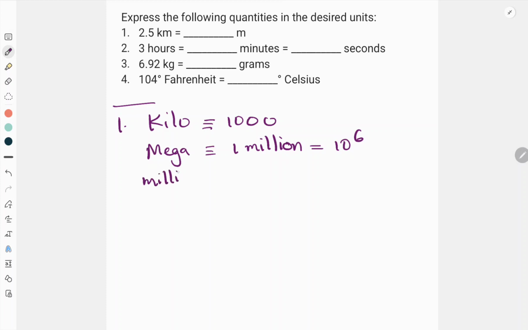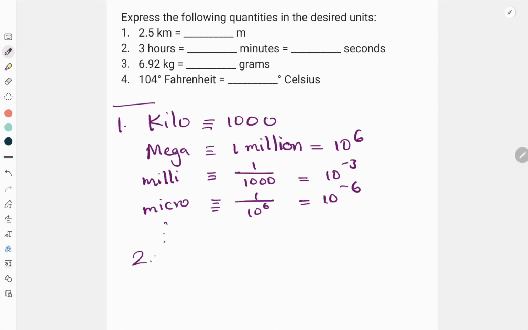Suppose someone says milli, this corresponds to 1 divided by 1000, which is the same as 10 to the power minus 3. Someone says micro, this is 1 divided by 10 to the power 6, or the inverse of mega, which is 10 to the power minus 6, and so on. There are such standard prefixes for every third power of 10. You will get to know them when you see them, but these are sufficient for our purpose right now. So kilo means 1000. So 2.5 kilometers is equal to 2.5 times 1000 meters, which is 2500 meters.